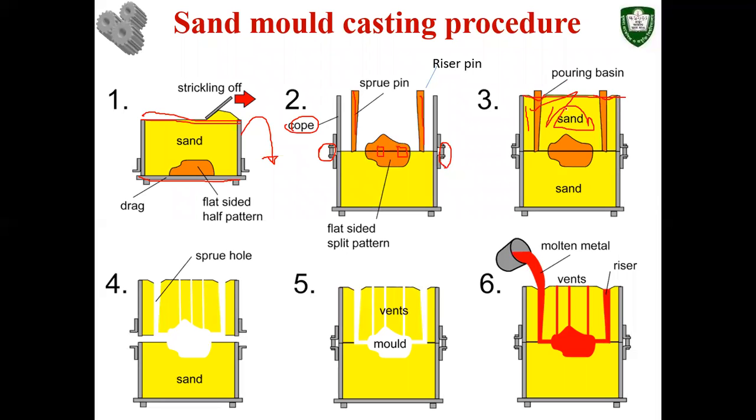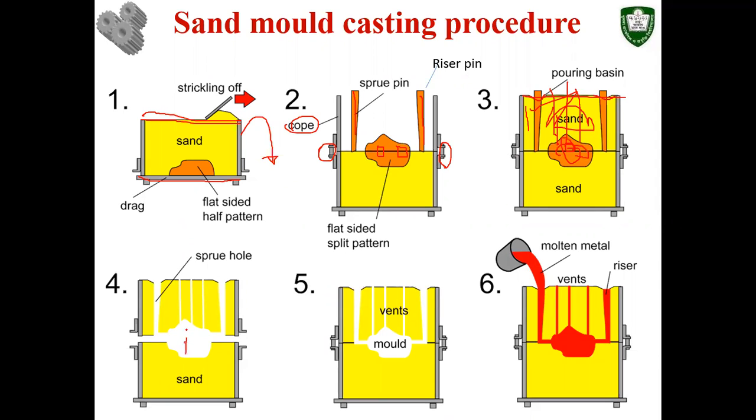And then you do the venting using the wire. You do the venting so that air can get out of the cavity, okay? And then once these things are done, you unclamp it again to remove the pattern. The pattern is a solid material, made of wood or plastic, okay? Then you remove the pattern from the drag, okay?